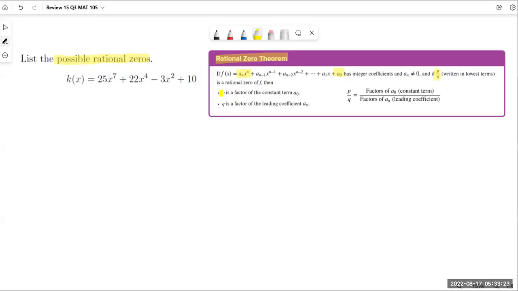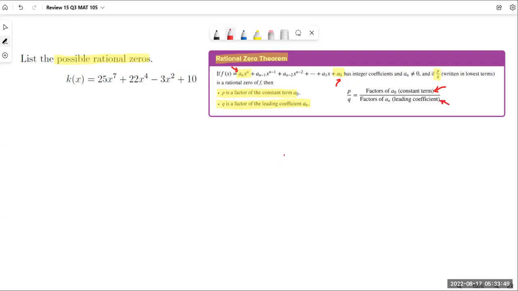The p is the factor of the constant term, which is this term over here, so that's going to be on the numerator. And the q is going to be the factors of the leading term, which is the leader over here, and that's going to go on the denominator.